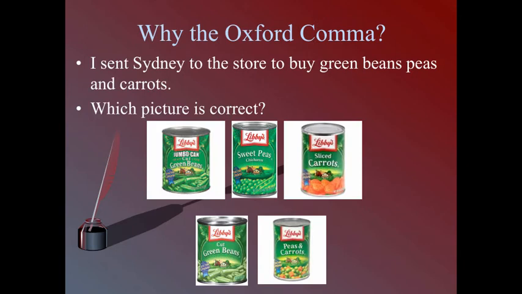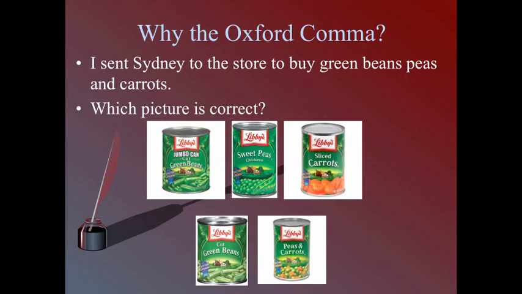So let's look at the Oxford comma. I sent Sydney to the store to buy green beans, peas, and carrots. You notice in my example I have absolutely no commas at all. So did I ask her to buy green beans, peas, and carrots? Or did I ask her to buy green beans, peas, and carrots? Without the punctuation, you really don't know. So you're going to have to make sure that you use that Oxford comma.